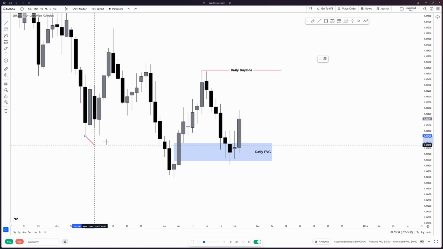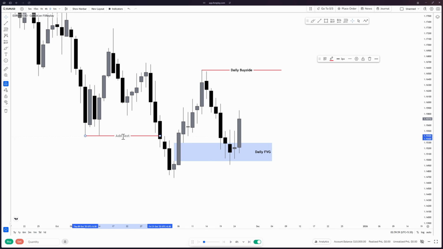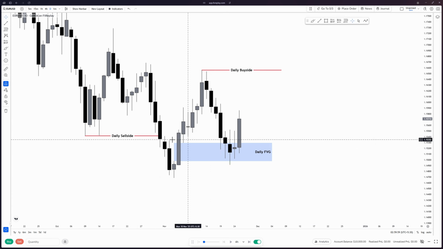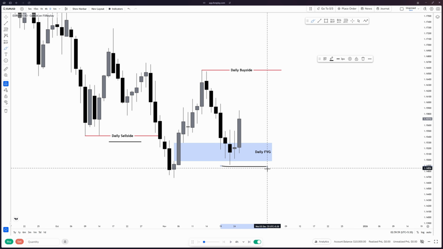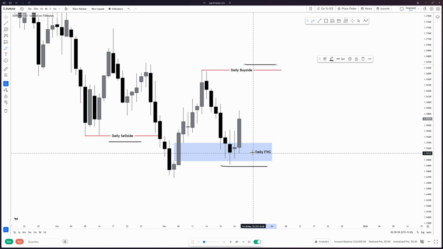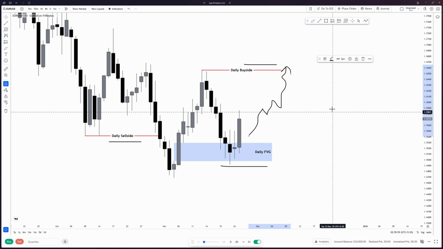If you watch it closely, you can see that we had a sell-side liquidity sweep here. Now we know that sell-side liquidity is swept, the market retraced to a bullish fair value gap, and the buy side is resting above. Now it's clear that our bias is bullish and the market could go higher.